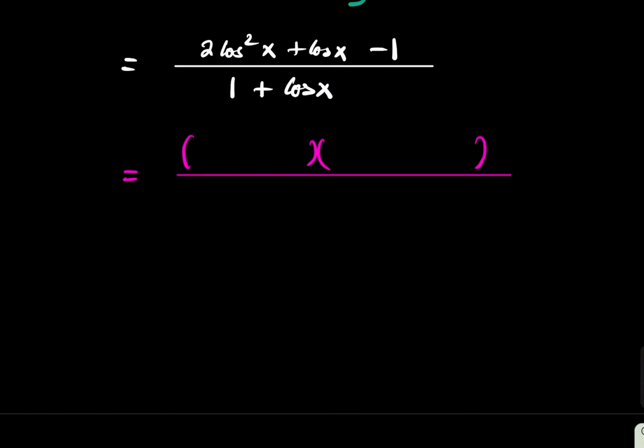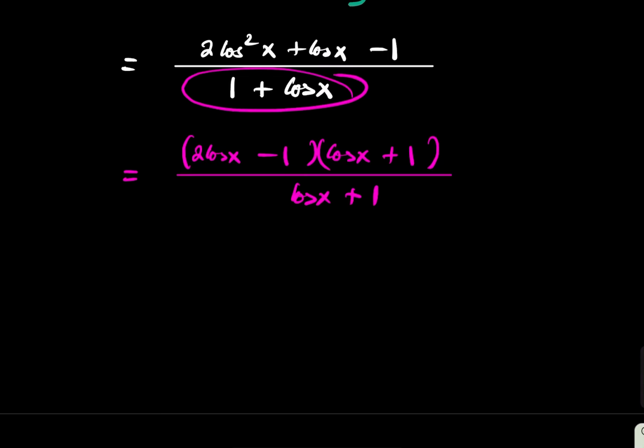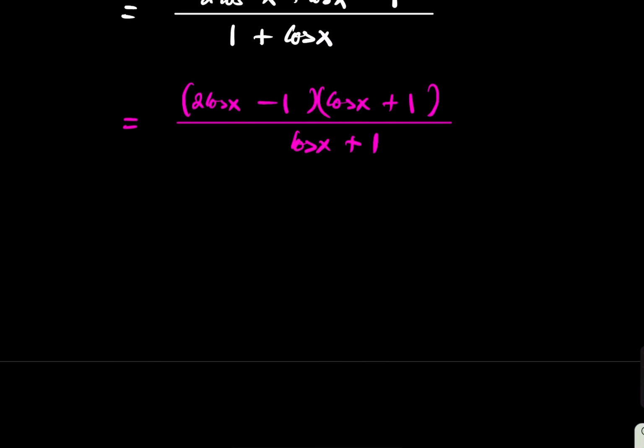So we're going to have two brackets there: twice cos x minus 1, and then cos x plus 1, divided by cos x plus 1, which is this one. 1 plus cos x is the same as cos x plus 1, so don't jumble them. Now, you will notice that these are like terms, so they undo each other, and we are left with twice cos x minus 1.